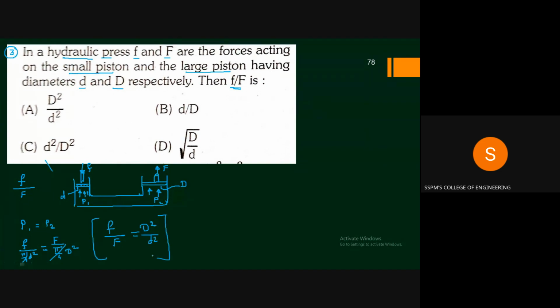So the equation that we have used is pressure equals force per unit area, and pressure is same on both the sides. So this is Pascal's law. Now if you refer to the options, the correct option is option C. Sorry, this is small d. So if you shift this, small d will be in the numerator and capital D will be in the denominator. So small d upon capital D square. So option C.